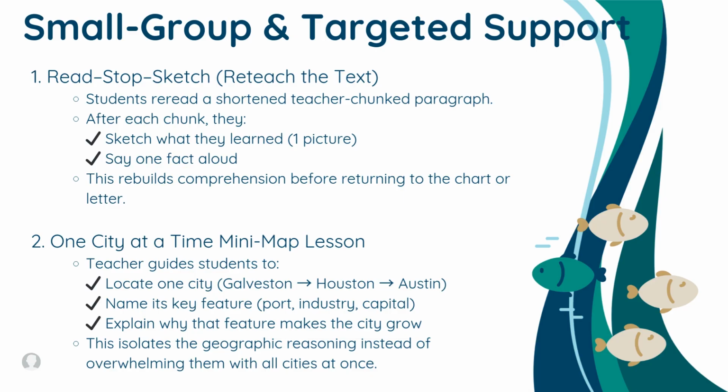Then the second one there is one city at a time, which isolates geographic reasoning. You zoom in on a single city like Galveston, then Houston, then Austin, and you walk students through the location, key features, and why that feature makes the city grow instead of overwhelming them with all three at once.